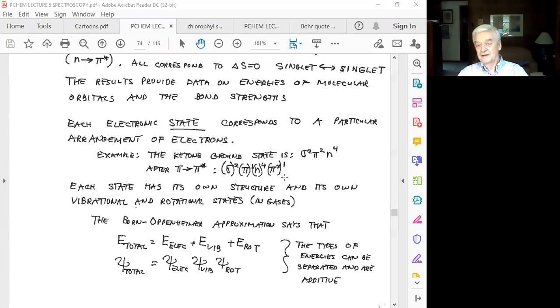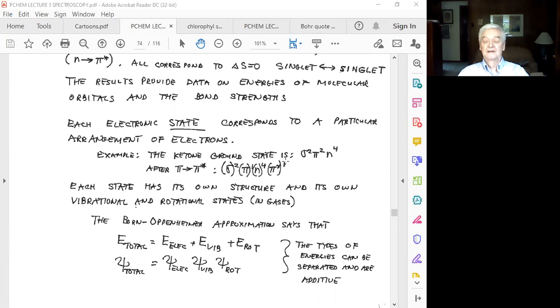And you can then calculate bond order. This one had a bond order of 2 with the 4 net bonding electrons. This one would have a bond order of 1. So you'd have 3 bonding electrons minus 1 anti-bonding, take half of that, and you have a bond order of 1.